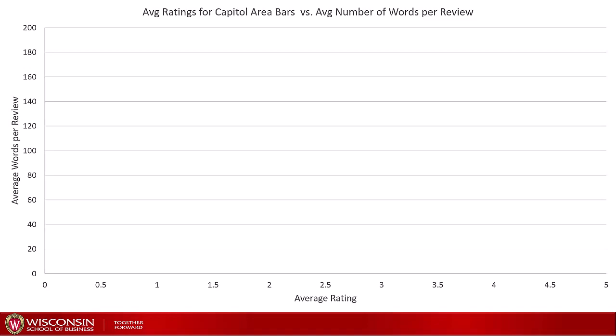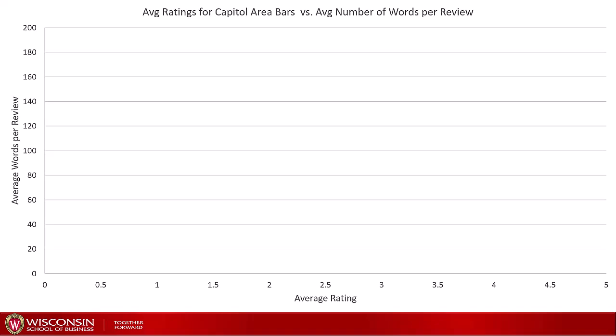Let's take a second to actually look at a scatterplot. Without any data on it, this is what the scatterplot looks like. We have the title up at the top telling us that we're going to look at the average rating for bars in the capital area versus the average number of words per review. On the y-axis, on the left-hand side, we have the y-axis label. That is the average words per review. On the bottom, we have our x-axis label, which is the average rating, and it goes from 0 to 5.